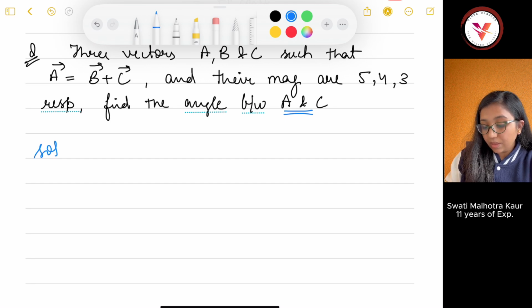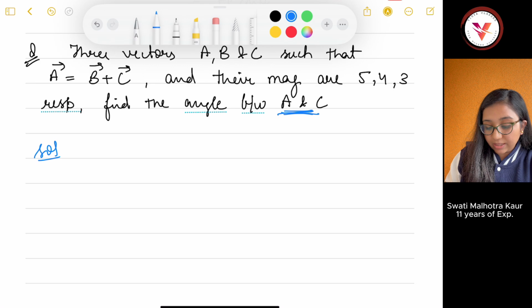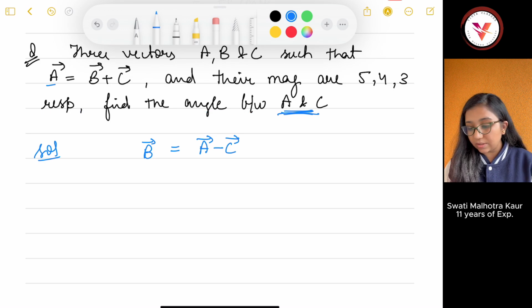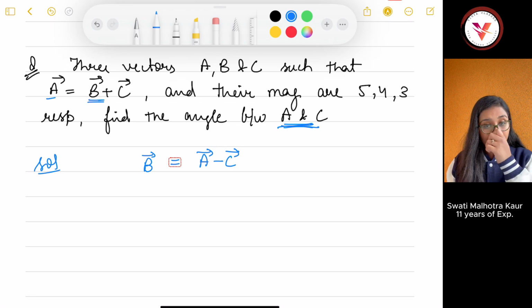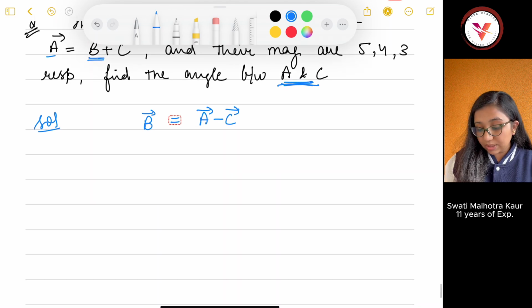Now, whatever vectors are asked about, you have to take them together. Here it is A equals B plus C, but you have to find the angle between A and C, so you have to take A and C together. So first of all, vector B becomes A minus C, and then you have to square it. That is the basic method for this. If they ask between B and C, then you can continue with this. If they ask between A and B, then you have to use A minus B equals C.